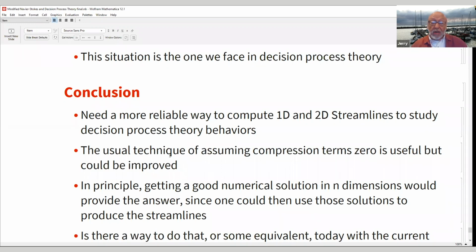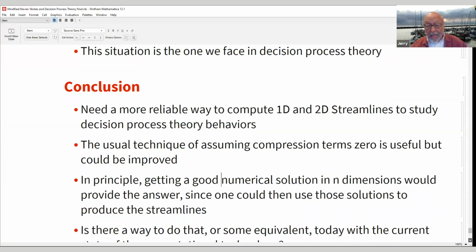I think what I've learned is that the usual technique that I've been doing so far is not bad, but it would be much better, and this is my request, if I could get a good numerical solution in n dimensions, just like I did here in 3, and then I could use those solutions to produce the streamlines, and I would have a much more accurate representation of what's going on in the game.